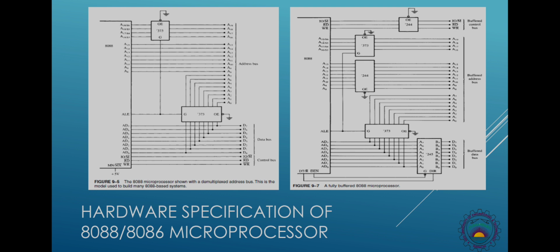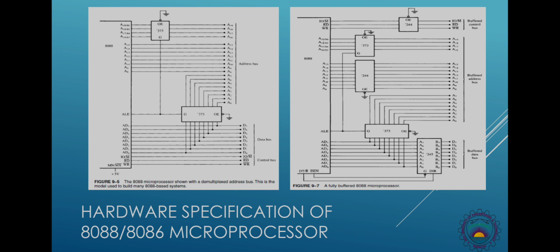So whenever there is data at the 18 or 27, DEN bar will be in active state or will be at logic 0, and that will enable that bidirectional buffer IC. For choosing the direction of the flow of data from A side to B side or B side to A side, DT/R bar will be having logic 1 or 0. If the microprocessor has to transmit data towards memory or IO device, DT/R bar will be having logic 1.